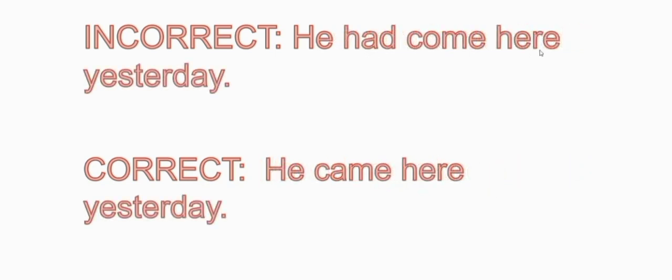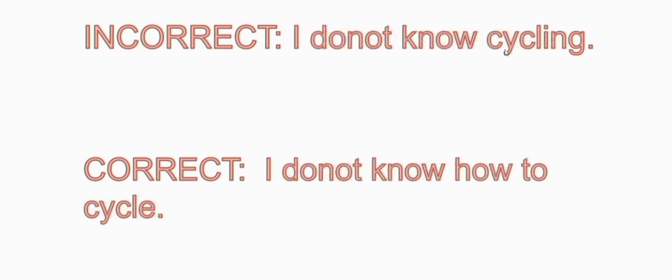He come here yesterday. So yesterday is the clue here. So you have to use past tense. So the correct answer is he came here yesterday. I do not know cycling. This is a wrong sentence. I do not know how to cycle is the correct sentence.